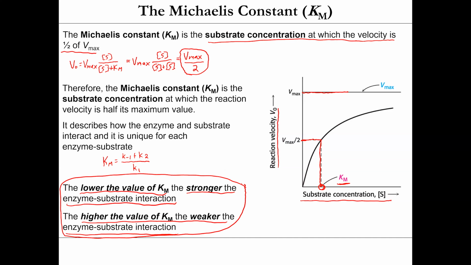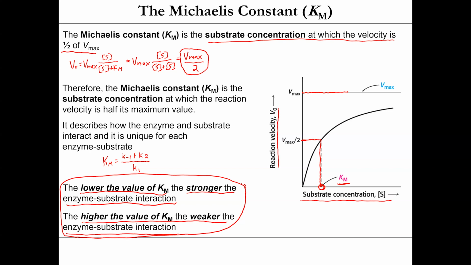But if you have a low value of Km, where basically you don't need much substrate to get to half that maximum value, that means that the enzyme has a very strong affinity and a very strong interaction for the substrate. If your Km value is very high, then that's telling you that you need a large amount of substrate to get to half that maximum velocity. You need to keep adding more and more substrate. And that's because that describes a weaker interaction between that enzyme and the substrate.